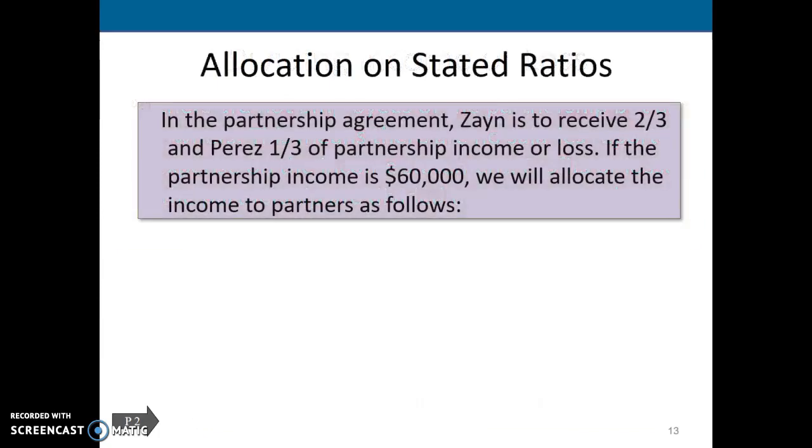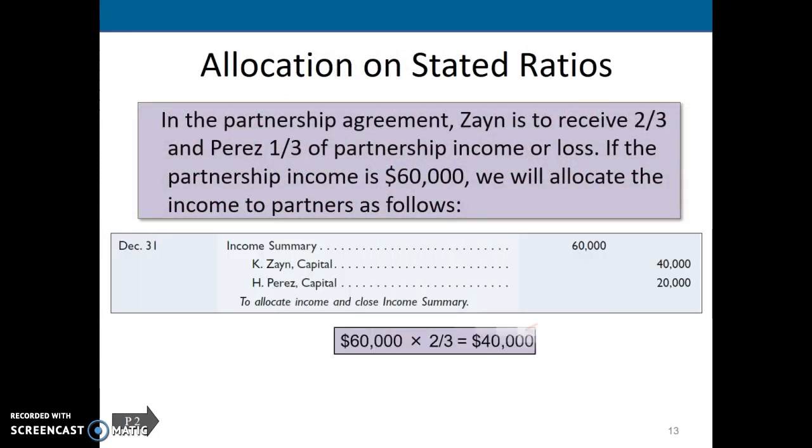All right, the first one we're going to look at is the stated ratio. The stated ratio is also sometimes called the income and loss sharing ratio, or the profit and loss ratio, or the P&L ratio. Different names for it, but they all mean the same thing. It's where we decide what percentage or what fraction of the partnership income or loss each partner is going to get. This is agreed upon in the partnership agreement.